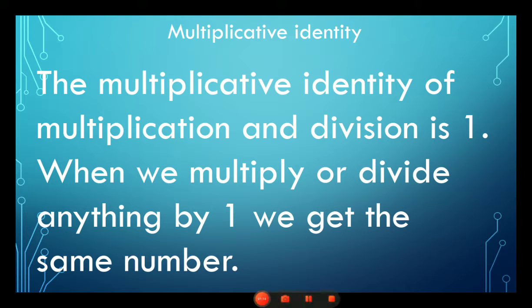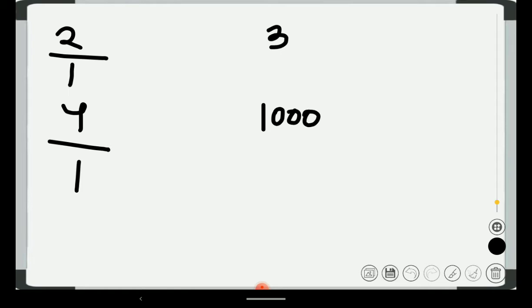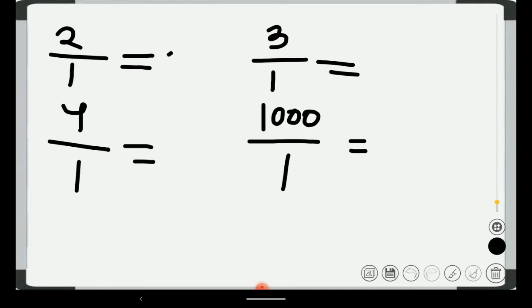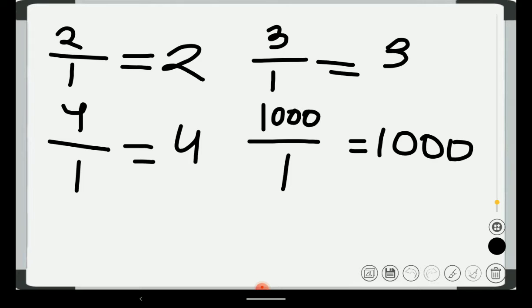Let me show you. See, let's take some numbers 2, 4, 3, then 1000. Now if I divide it by 1, the number is same, which is 2, 4, 3 and 1000. So here is nothing in the denominator. If there is nothing in the denominator, you need to assume it as 1. You will know more about this in the fractions when I will discuss in my next video.